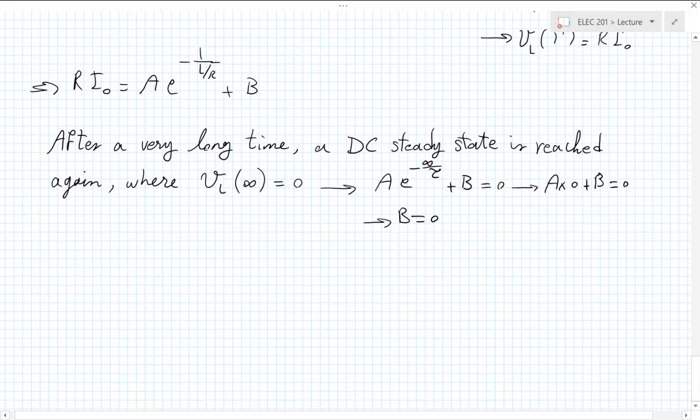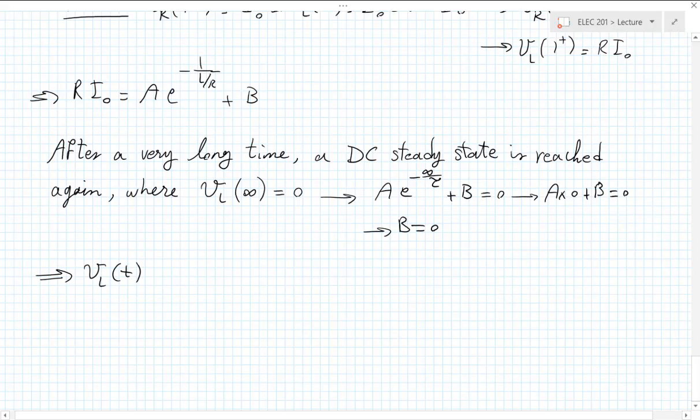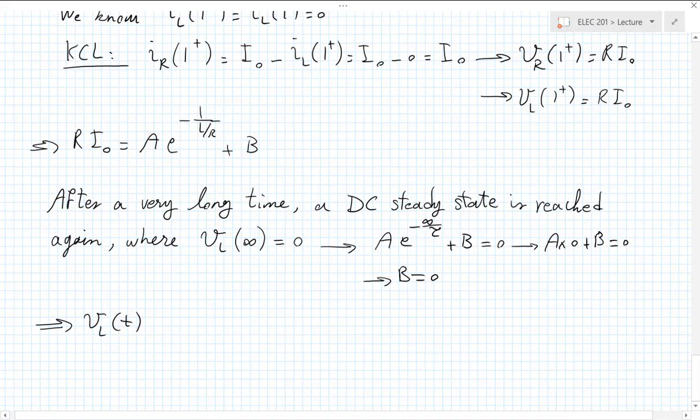And so you have the answer now, VL of t, because if b is 0, then from equation 1, you have A equals R I naught e to the 1 over L over R, right?